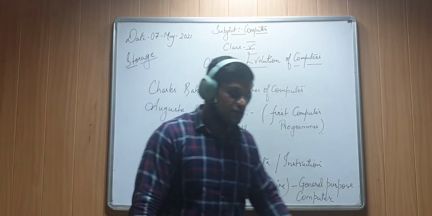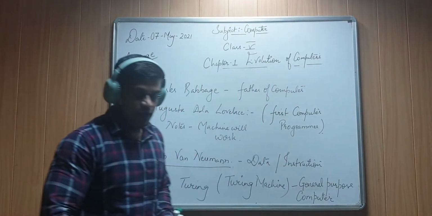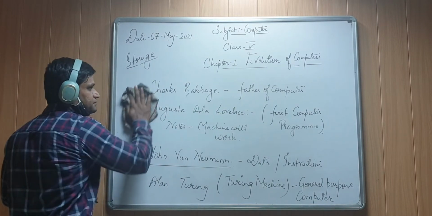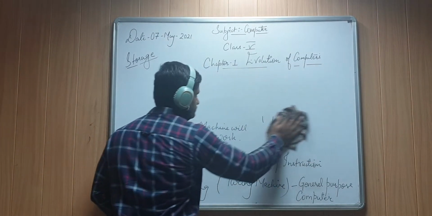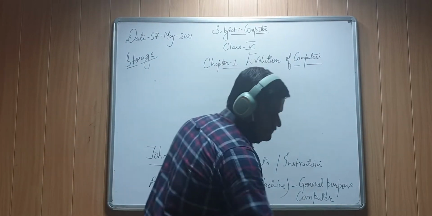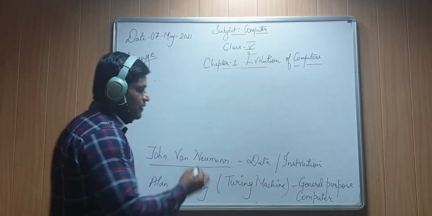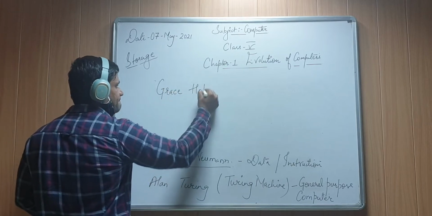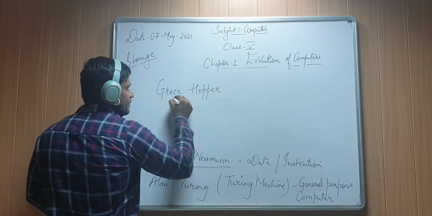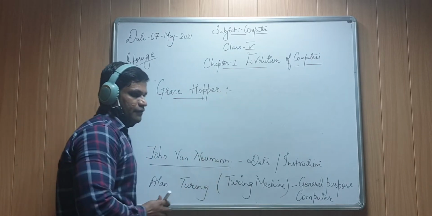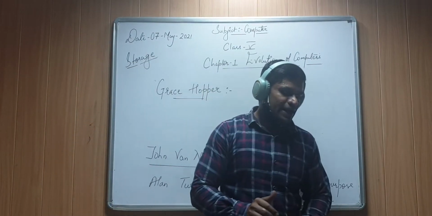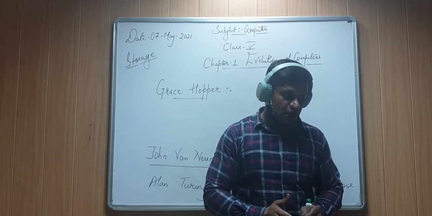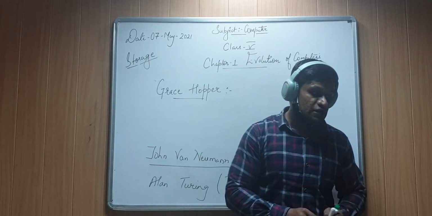Now I'll just rub out one part. After Alan Turing, we have Grace Hopper. What has she done? She was an American computer scientist. She was one of the programmers who programmed the first computer.